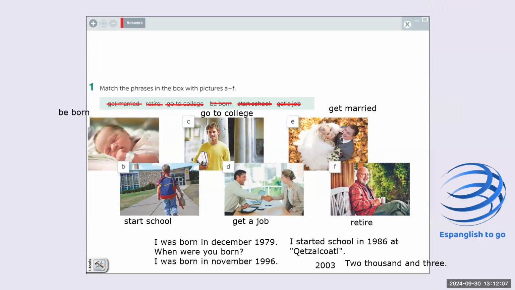Is your mother retired? No, not yet. Okay, she's very young. Okay, perfect. Questions with the vocabulary? No? Okay, fantastic.